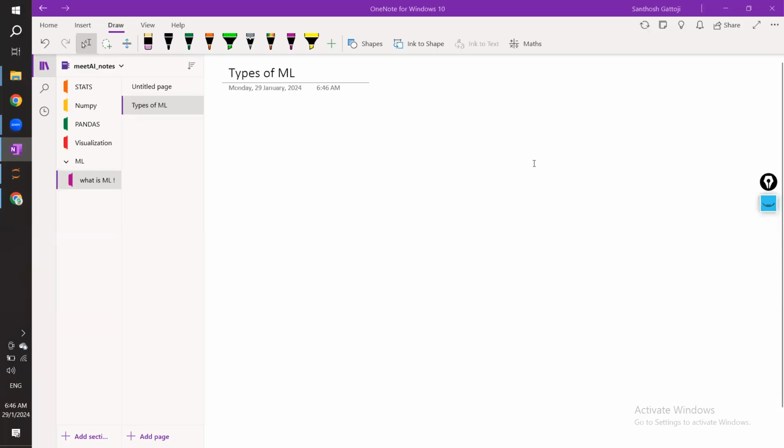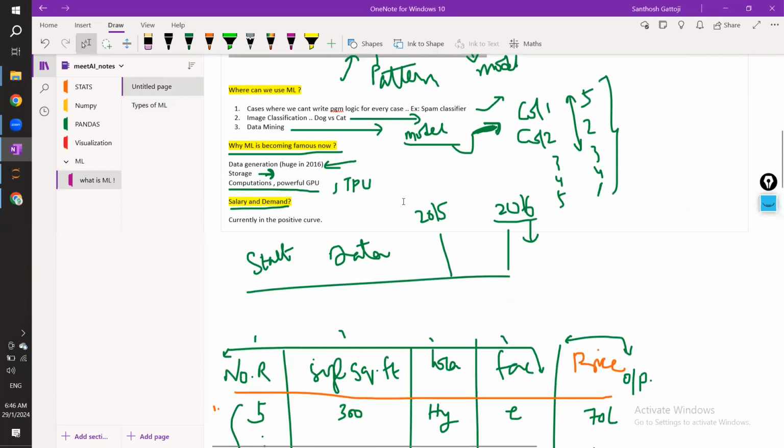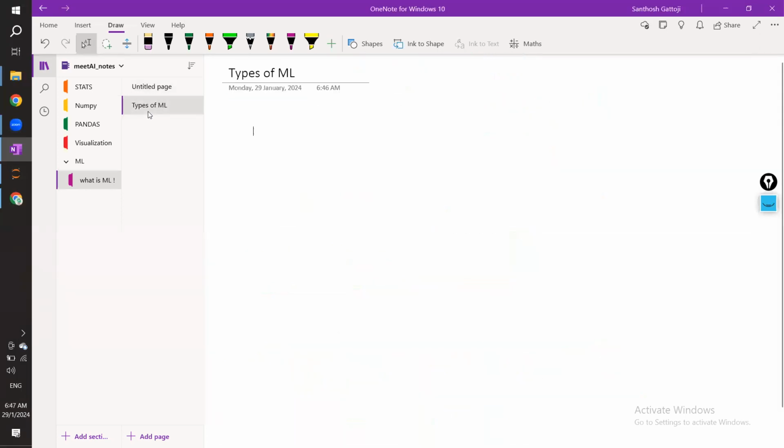Fine, yes, let's start. So in the previous session, we saw a basic introduction to ML. We understood ML is a pattern matching system. We also saw the reasons for the recent advancement in machine learning or data science, and where all we can use ML. Now, in today's session, we are going to see a few different types of ML.